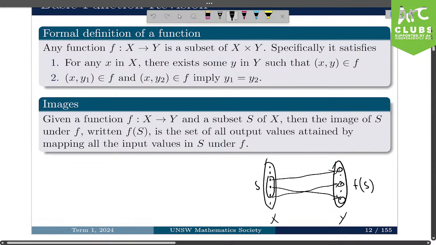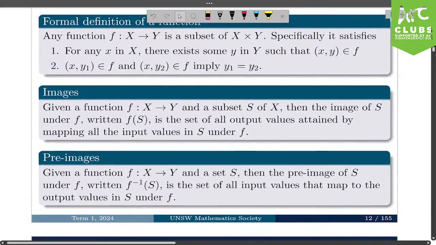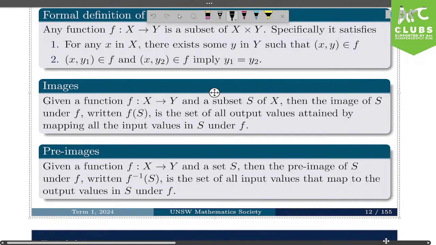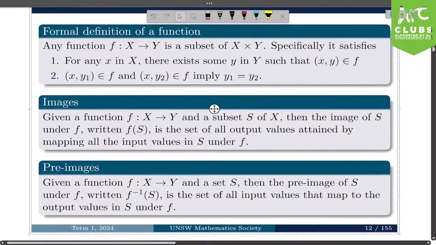Easy enough. And we've got the opposite of that now, which is called the pre-image, right? So that's basically starting with the codomain and ending up with a set in the domain. It's defined such that given a function f from X to Y and a set S, then the pre-image of S under F, written f raised to the -1 of S, is the set of all input values that map to the output values in S under F, right?